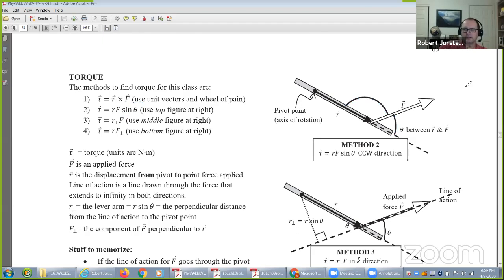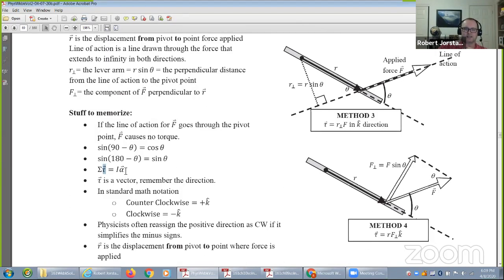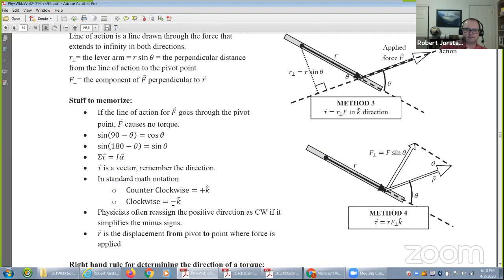Scrolling down. Let's see if there's more stuff to memorize. The sum of torque is I alpha. That's like the sum of force is mass times acceleration. Remember that I is like mass, alpha is like A, tangential, and torque is like force. Torque is a vector. Remember that direction. Normally we say counterclockwise is K hat. There's that. And then in physics class, sometimes if everything's going clockwise, we'll call clockwise the positive direction.